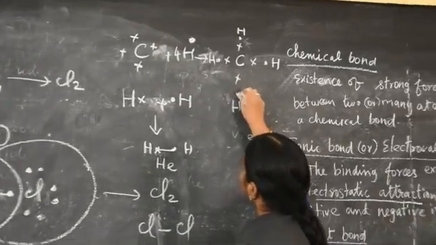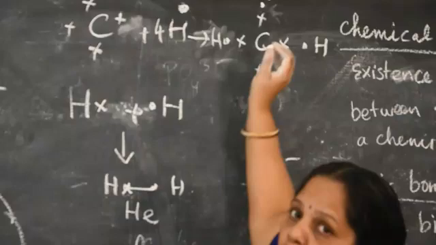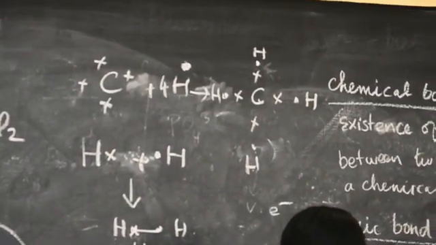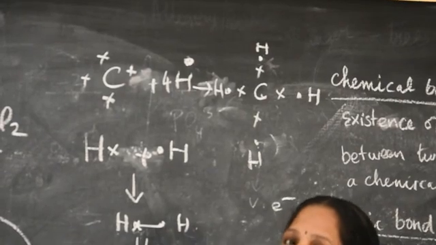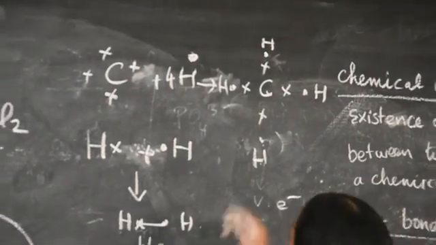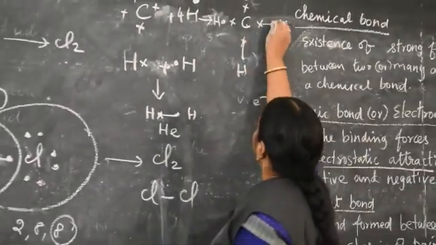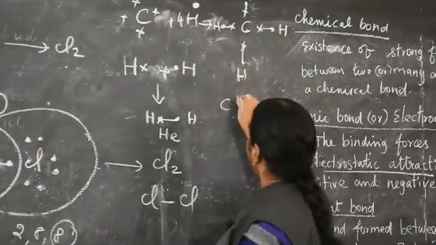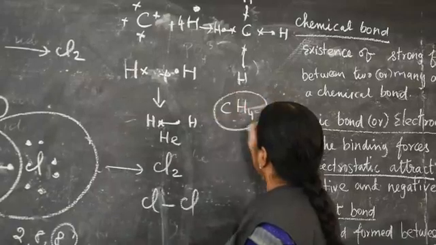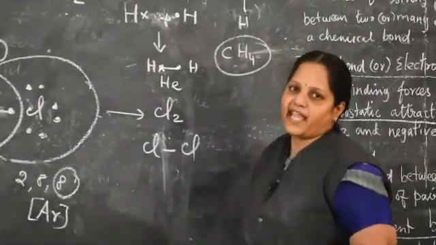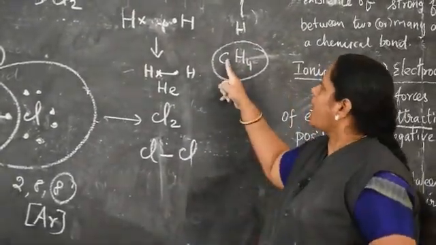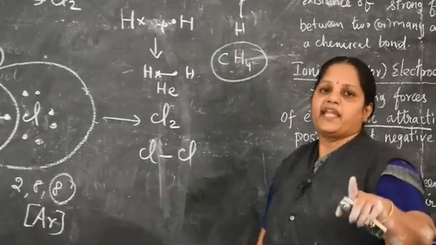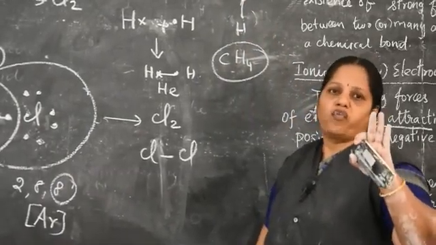These two are mutual sharing between two atoms. Which one undergoes sharing? Sharing of pairs of electrons. 2 electrons combined together, they form a bond. 1 bond, 2 bond, 3 bond, 4 bond. That's why this compound can be written as CH4. This is called methane. So in methane, how many covalent bonds are formed? In methane, 4 covalent bonds are formed.